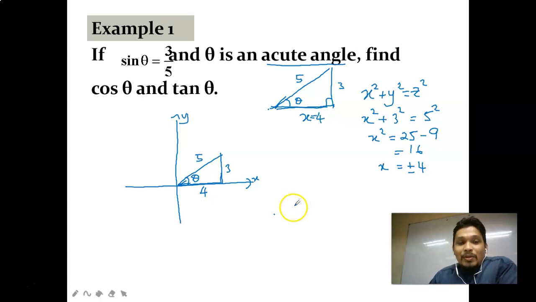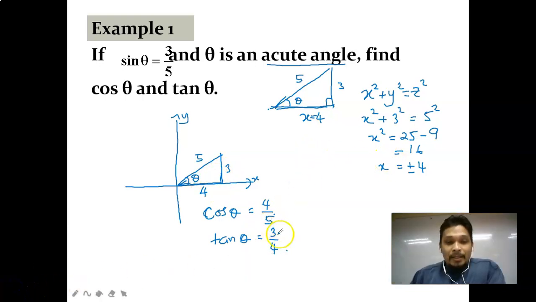Okay, so find cos theta. Cos theta equals adjacent, which is 4, divided by hypotenuse, which is 5. And tangent theta equals opposite divided by adjacent, which is 3 over 4. Okay, that's it. So cos theta equals 4 over 5 and tangent theta equals 3 over 4.